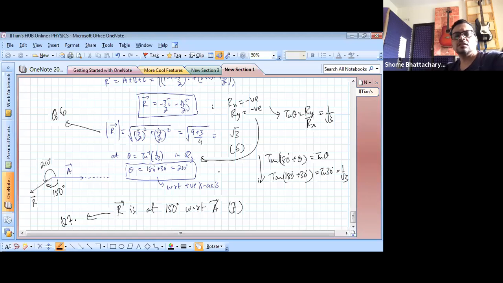Yes, this is a JEE level question. But the thing is, see, by component algebra, you can see this question is quite easy. There's nothing really difficult about it.